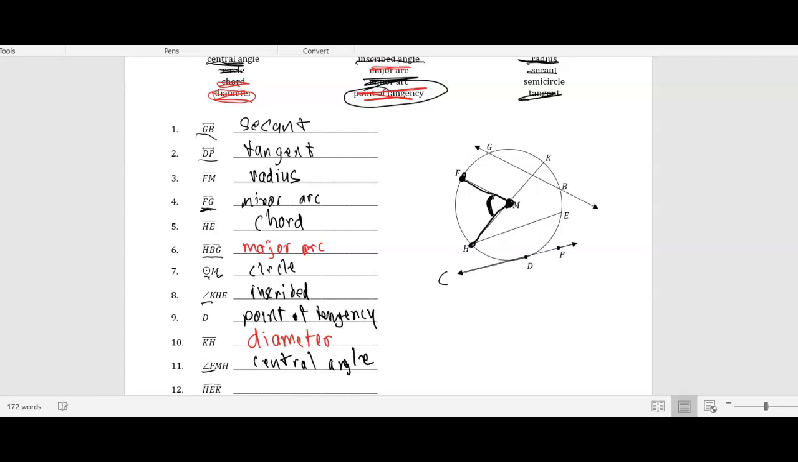And then last but not least, arc, H-E-K. So here is H, here is E, here is K. Notice how that is the arc that's created by the diameter that we just talked about. So here's your diameter. The arc that is created by your diameter is always going to create a semicircle. So that would have to be here.